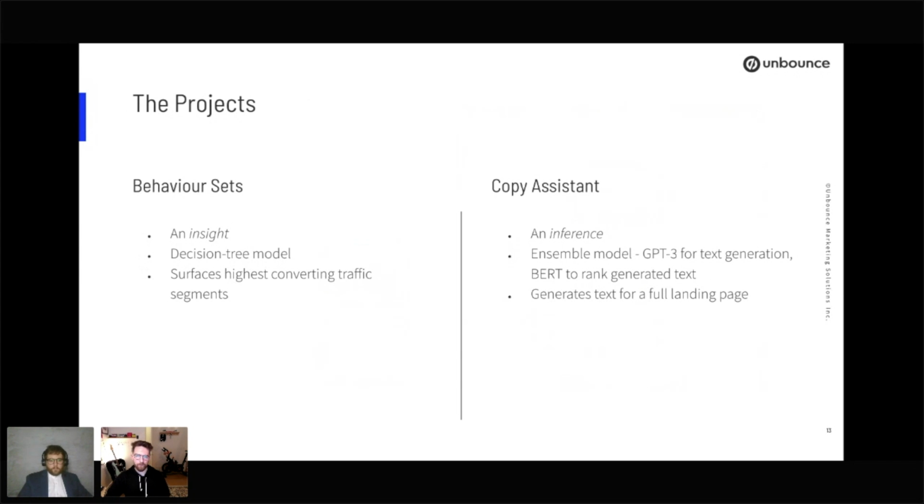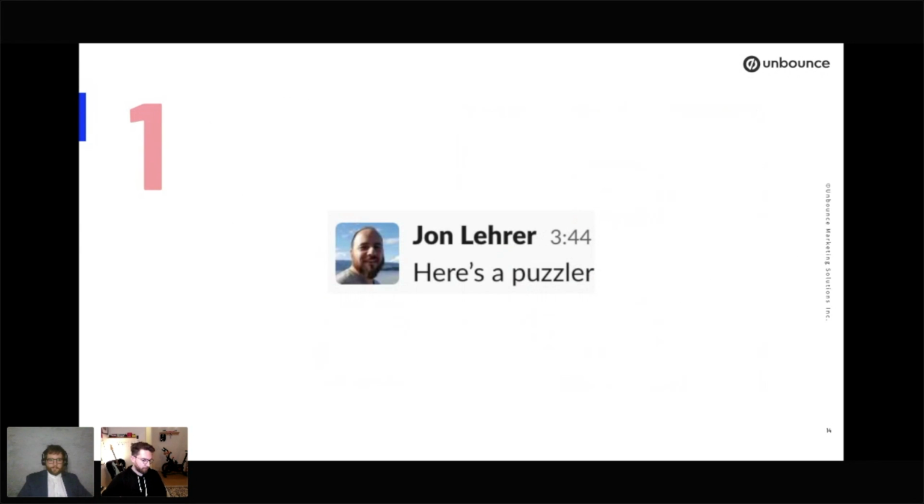Okay, well, that's probably enough background. Getting on to the first of my two stories, and it begins with John, who's one of our data scientists, who says in Slack, "here's a puzzler." And I'm sure you all know that's code for something has gone wrong, please help.